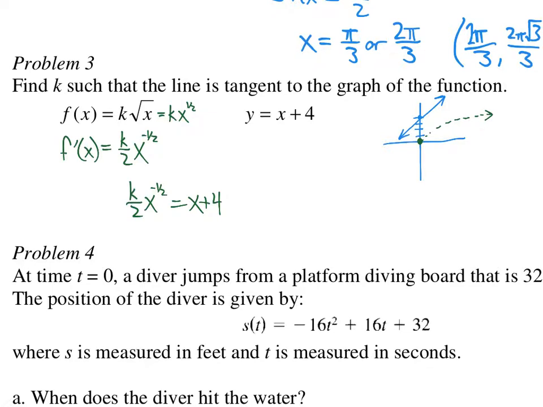Use the point 0, 4. Isn't the slope just 1? And we're trying to find the slope. The derivative is slope, and your slope is 1. So when you set k over 2 x to the negative 1/2 equals 1. Okay, we're getting there. So this is what William was saying. He said the slope here equals 1. So our derivative would have to equal 1, right? Yeah, so it has the same slope.